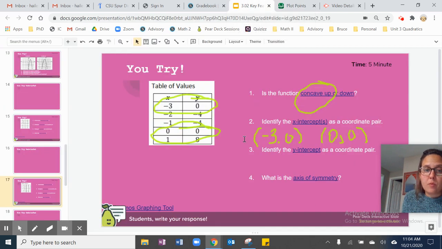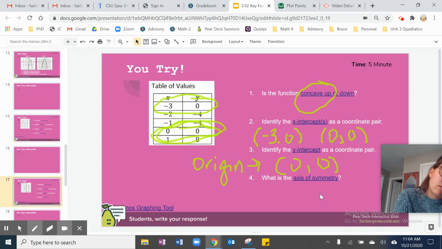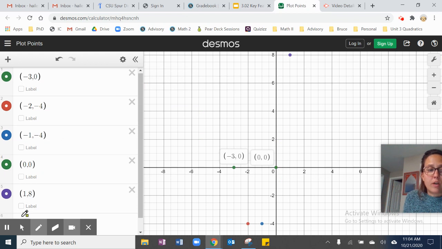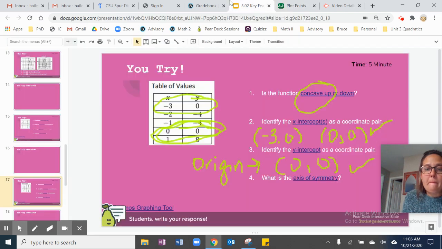The y-intercept, well, in this case, it's where x equals 0, right? But that's going to be this point again. So 0, 0, also known as the origin, happens to be an x-intercept and a y-intercept, right? Because that's where our graph is also touching the y-axis. So it's an x-intercept and a y-intercept.